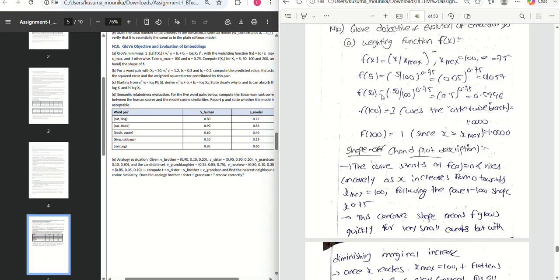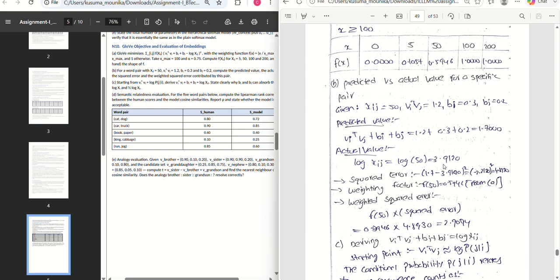Let's move to the second question. In the second question, for the pair xi and xj equal to 1.2, with bi 0.3 and bj equal to 0.4. The predicted value of vi transpose vj plus bi plus bj equals 1.7. The actual value is log xij, which is equal to 0.9120. The squared error would result in 4.8930.